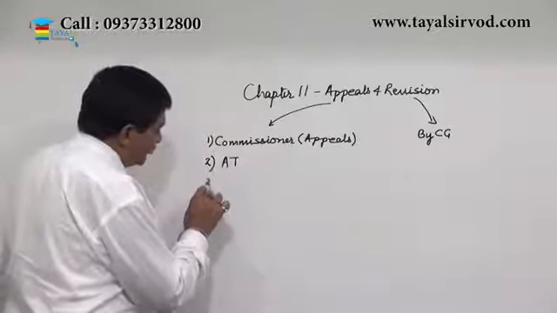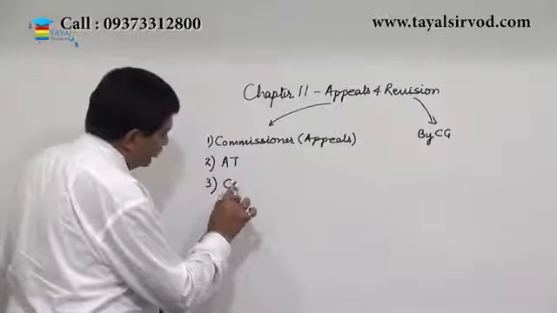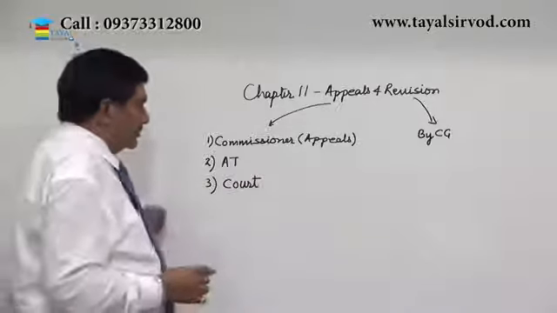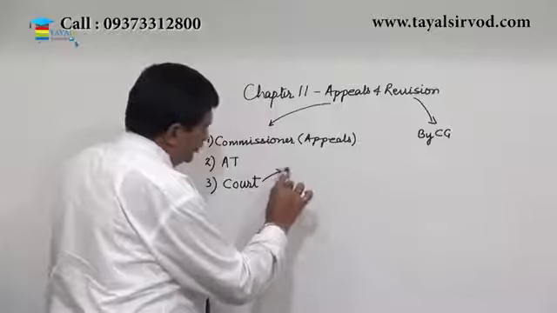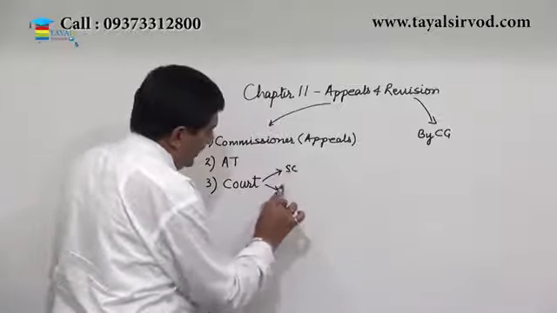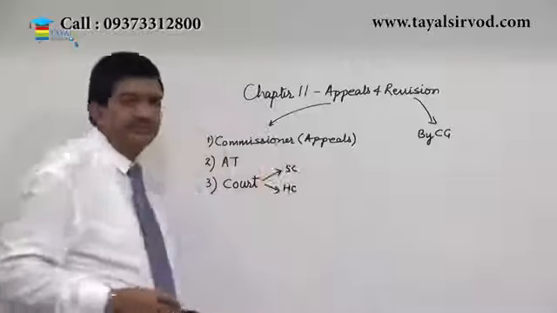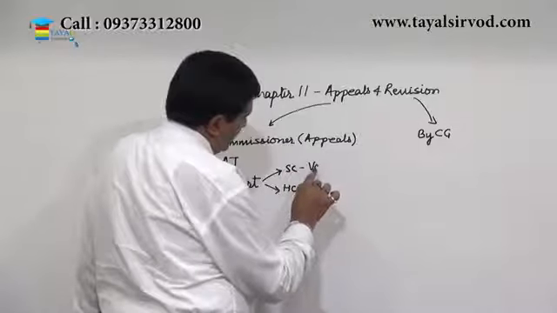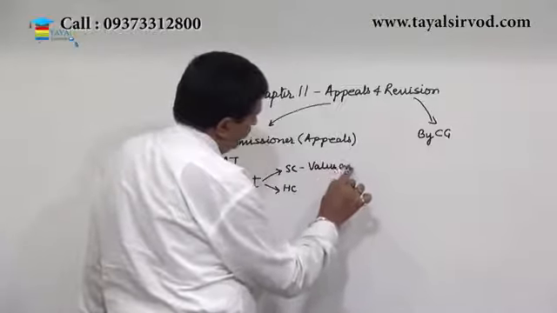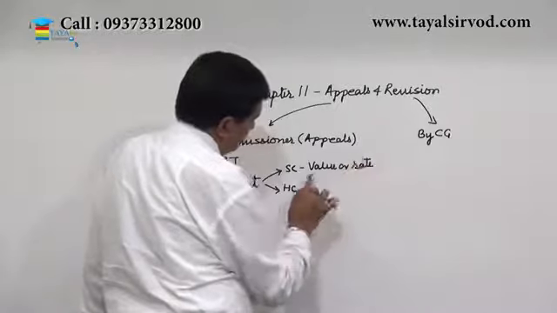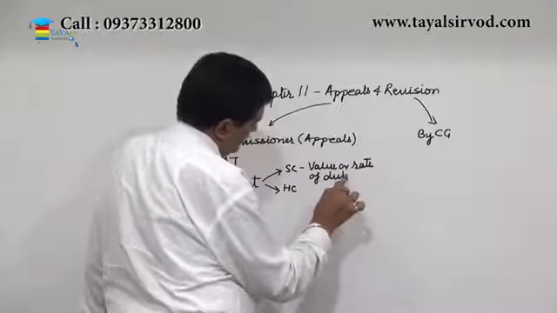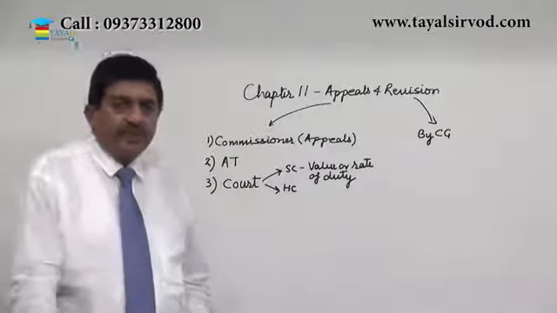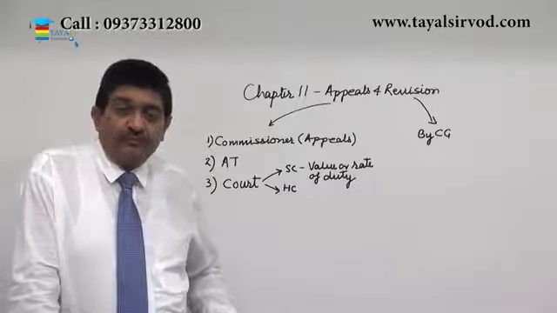Against the decision of the Appellate Tribunal, there is third level, that is court. Now which court? There is Supreme Court and there is High Court. If the subject matter relates to either value or rate of duty, appeal can be filed directly before the Supreme Court.